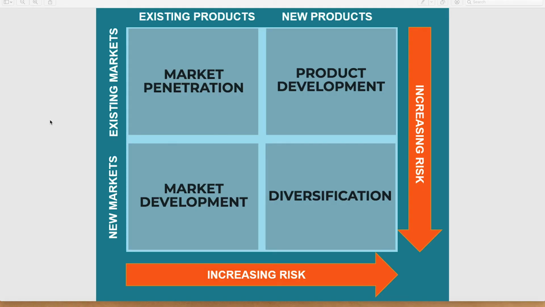Okay, so here we have a very simple diagram that explains the Ansoff Theory. You'll see on the horizontal line at the top we have existing products and new products, and on the vertical axis, we have new markets and existing markets. We also have four quadrants, which is market penetration, product development, market development and diversification.